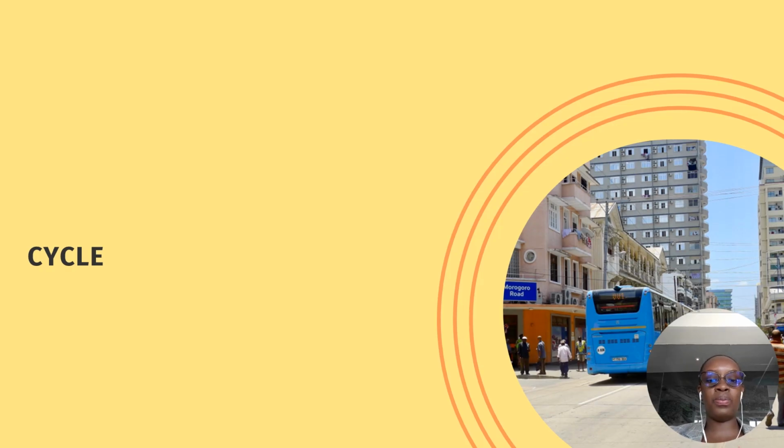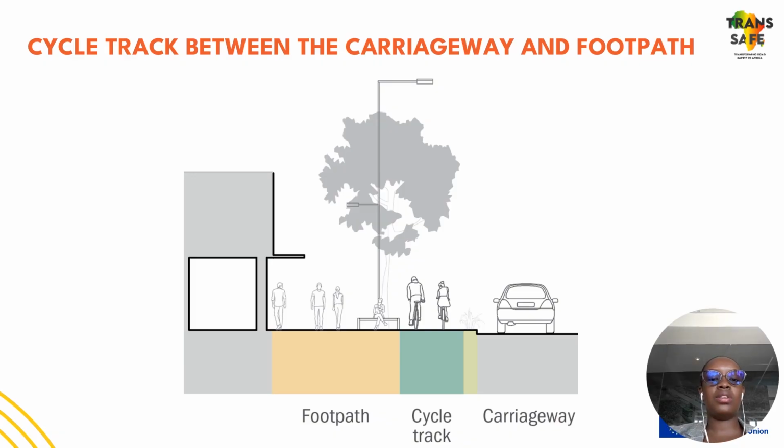Another principle of TOD is cycling. So again, as said, the cycle track needs to be located between the carriageway and the footpath, and it needs to be well raised to the level of the footpath, as illustrated on this slide.